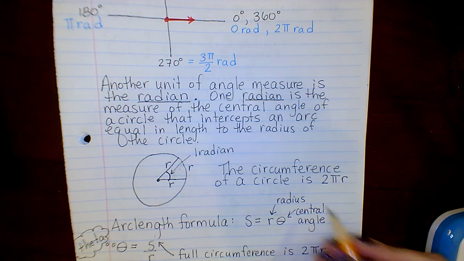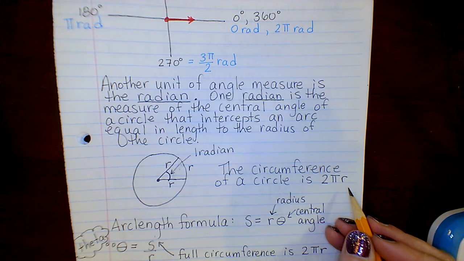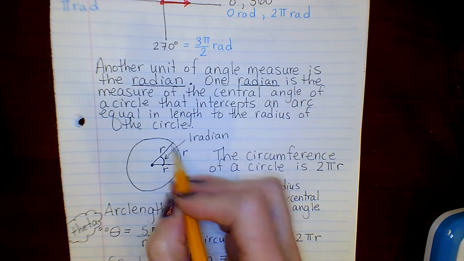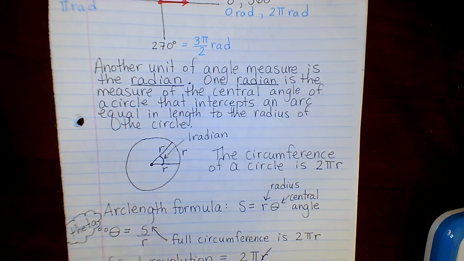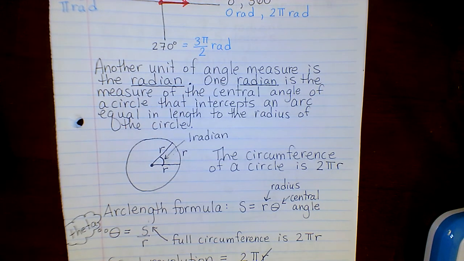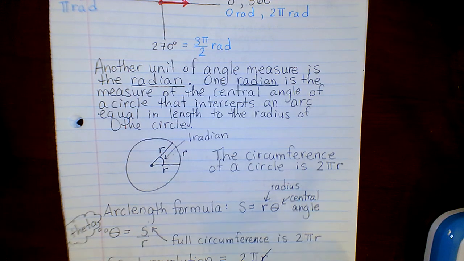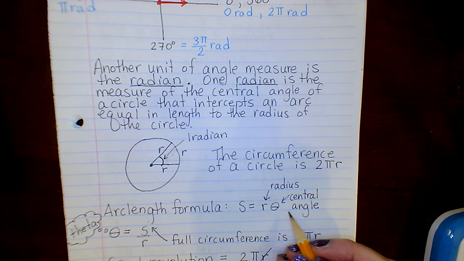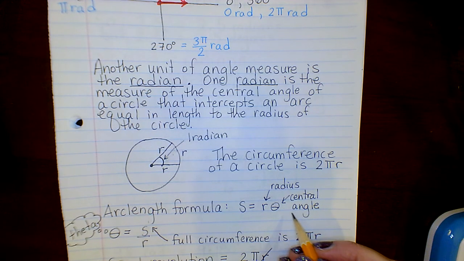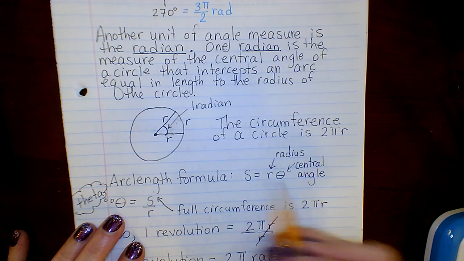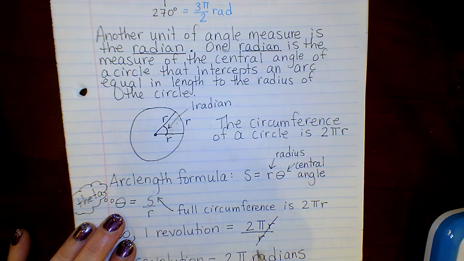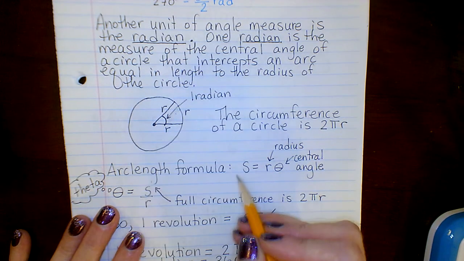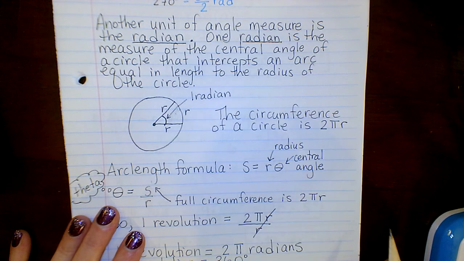Now, we know the circumference of a circle is given by the formula 2 pi r. The arc length formula, so the length of an arc, is S equals r times theta, right? Where r is the radius and theta is that central angle here. Theta is just a Greek letter. We tend to use Greek letters to represent angles. So, solving this for theta, we get that theta is S over r. That means this central angle can be found by taking the arc length divided by the radius.